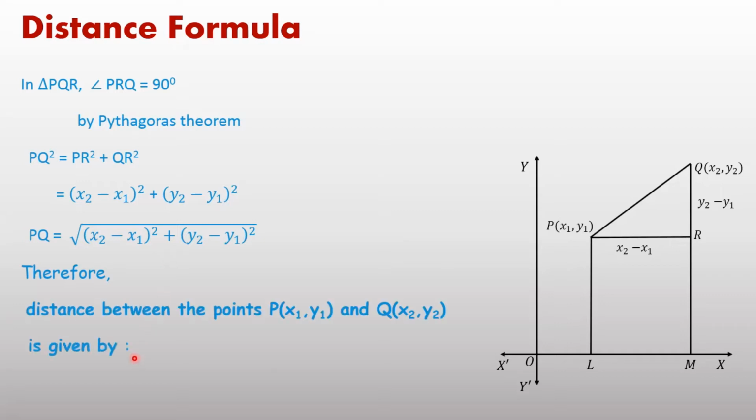Therefore, if coordinates of 2 points given as (x1, y1) and (x2, y2), then distance between P and Q, we can write D equal to PQ equal to under root (x2 minus x1) whole square plus (y2 minus y1) whole square. Here (x2 minus x1) whole square means difference between x coordinates of 2 points, then square it, plus difference between y coordinates of 2 points, square it. Add them and find out square root. That is the distance between 2 points.